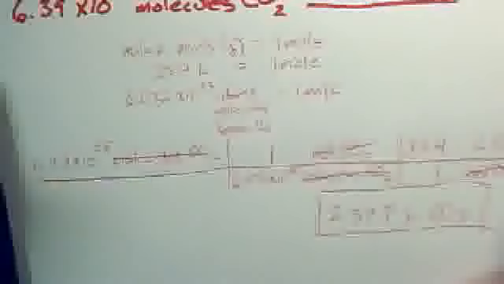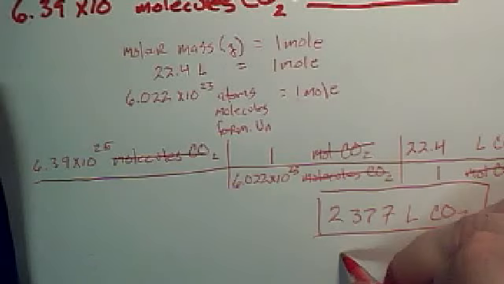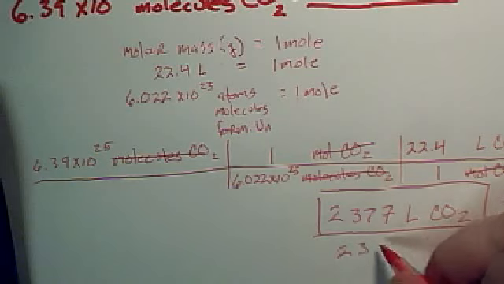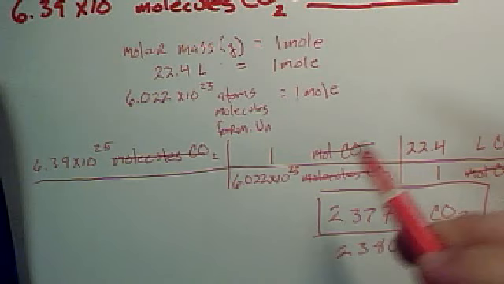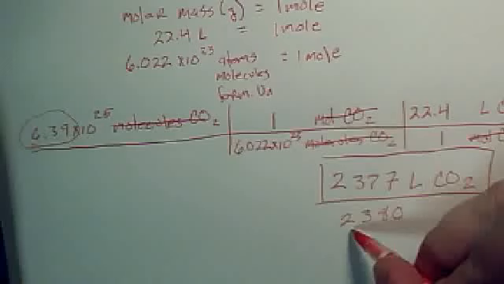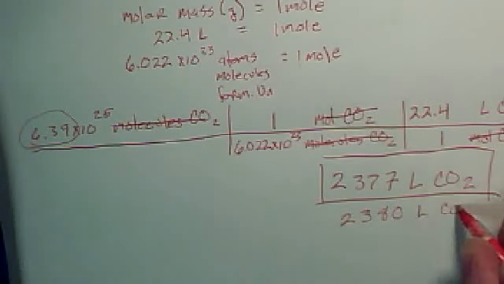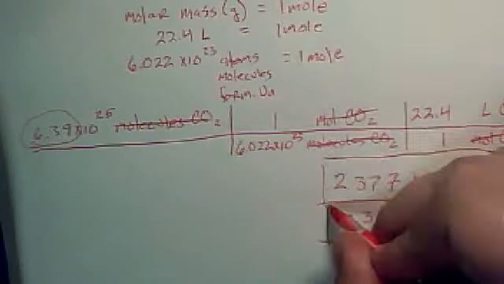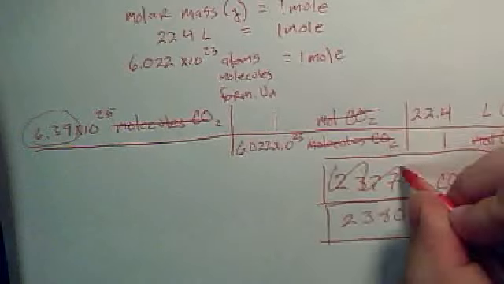And there you go. Oh, sorry, this should be 2,380 because I have 3 significant figures. So I need to have 3 significant figures. That is correct. Alright.